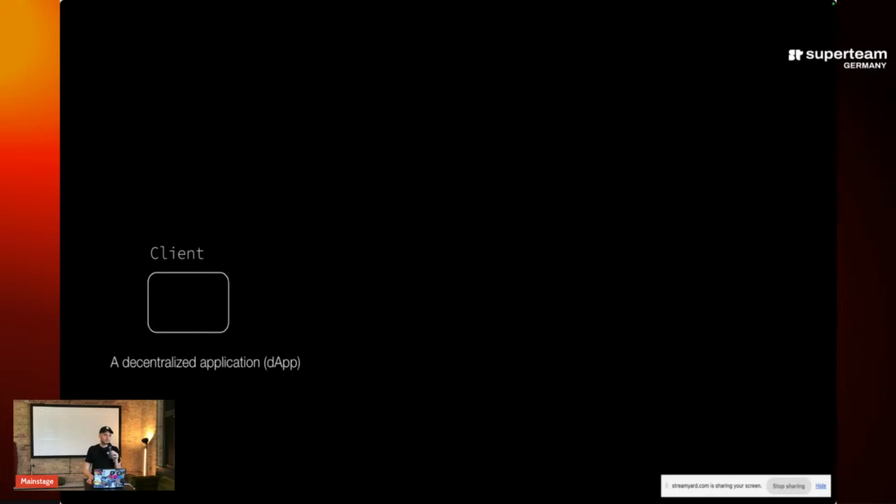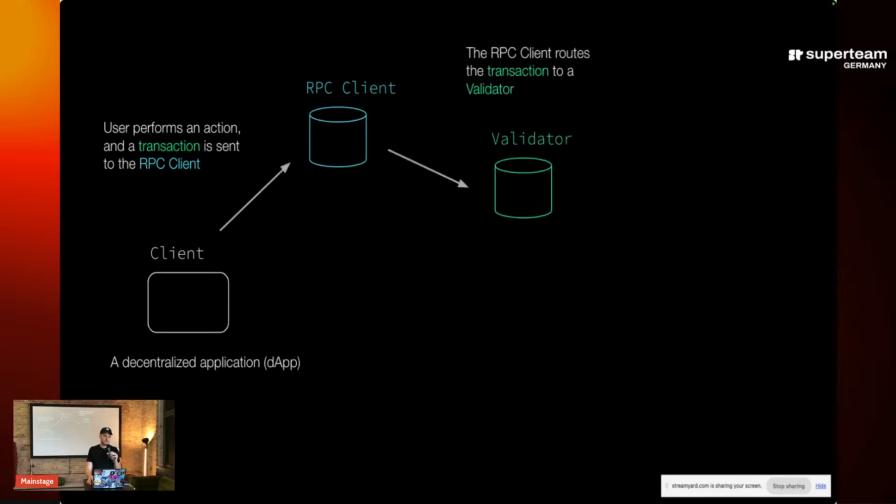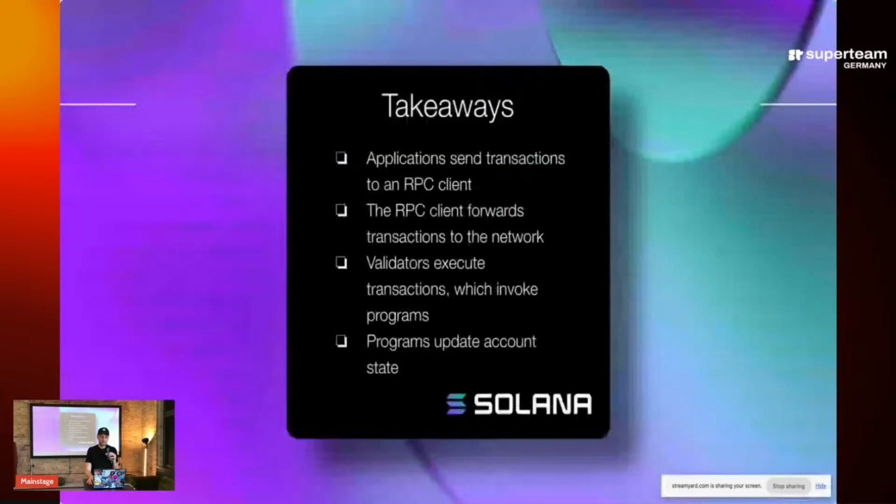The client is basically the user interface that you use. Then it will send a transaction, in this case the increment transaction, to the RPC client. The client sends this to the validator. The validator then triggers the program, and this program would then use the PDA to update the count by 1. Correct. Yeah, I think this is it so far. Are there any questions?